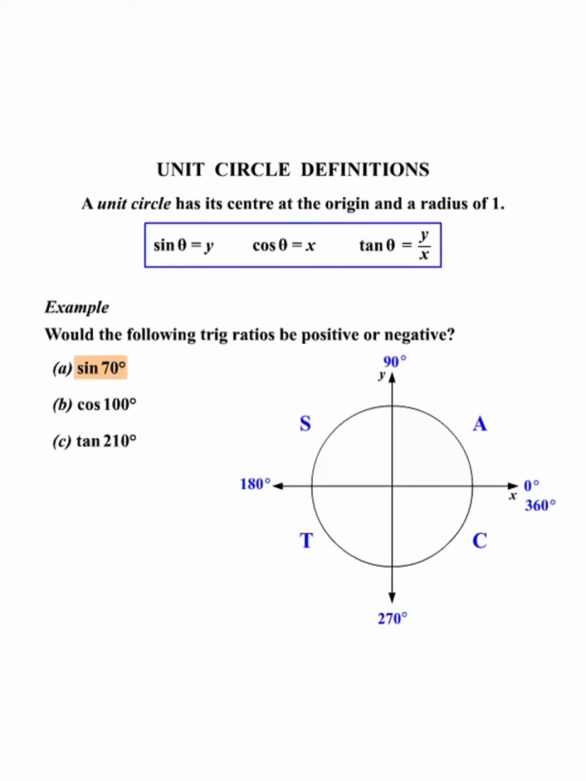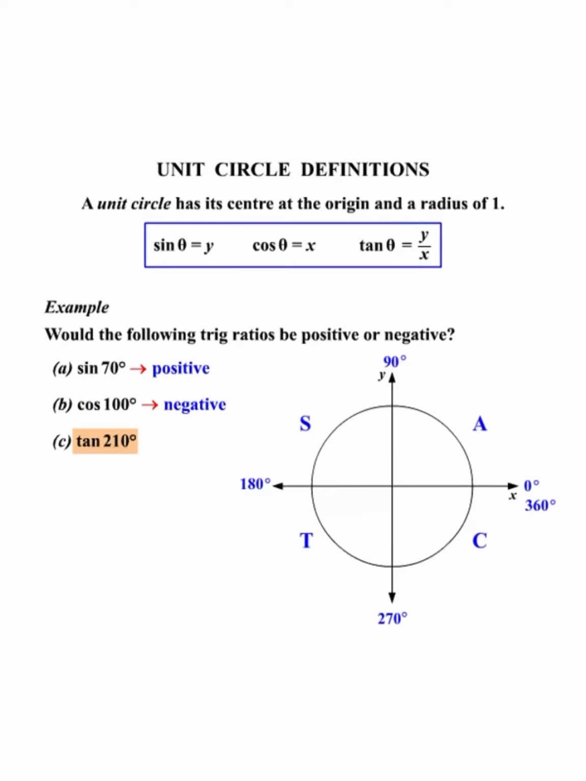So sine 70 degrees first of all. So starting from 0, draw a line there marking 70 degrees. You can see quite clearly that's in that first or A quadrant. So all trig ratios are positive, so sine 70 will be positive. Cos 100 degrees next. So starting from 0, we'll go around here 100 degrees. Now that's in our second quadrant, or our S quadrant. So only sine is positive here, which means that cos of 100 would be negative.